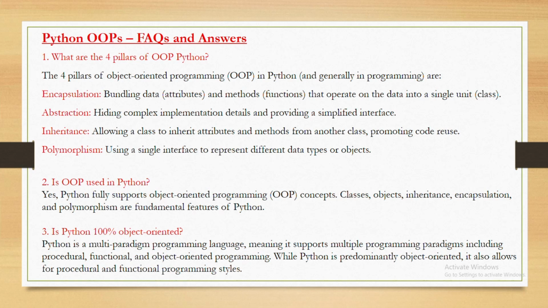Then we have abstraction. Abstraction is hiding the complex implementation data and providing a simplified interface. Then we have inheritance, as I explained. Inheritance allows a class to inherit attributes and methods from another class, promoting code reuse. As I told you, the most important thing of inheritance is code reusability. Now we have polymorphism, which is using a single interface to represent different data types or objects. That is it.